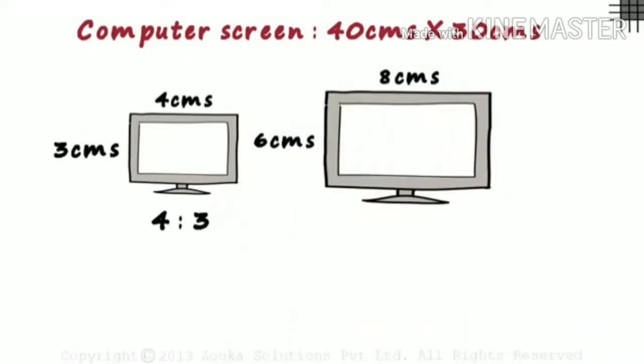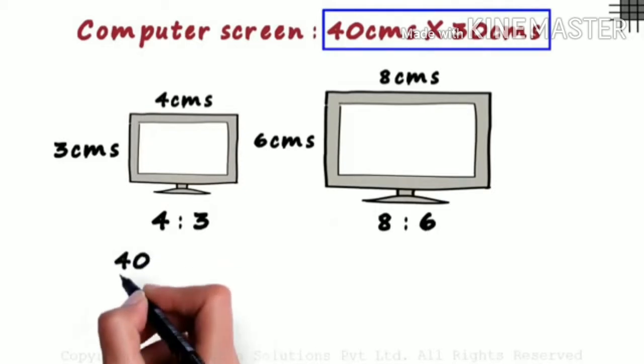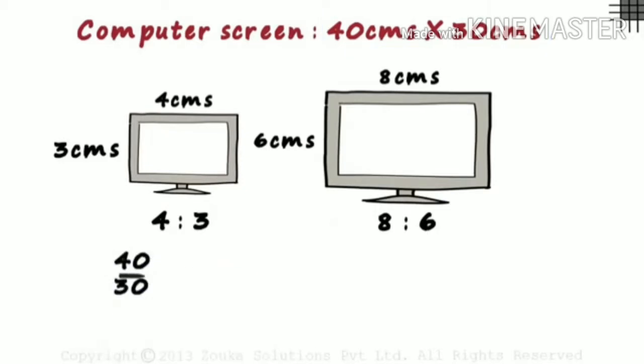In this case, the ratio of the length to the breadth would be 8 is to 6. Let's talk about the first case. Why 4 is to 3? The ratio of the length to the breadth of the actual computer screen is 40 by 30. When reduced, it can be written as 4 by 3. Basically, if we divide both the numerator and the denominator by 10, we get 4 by 3.